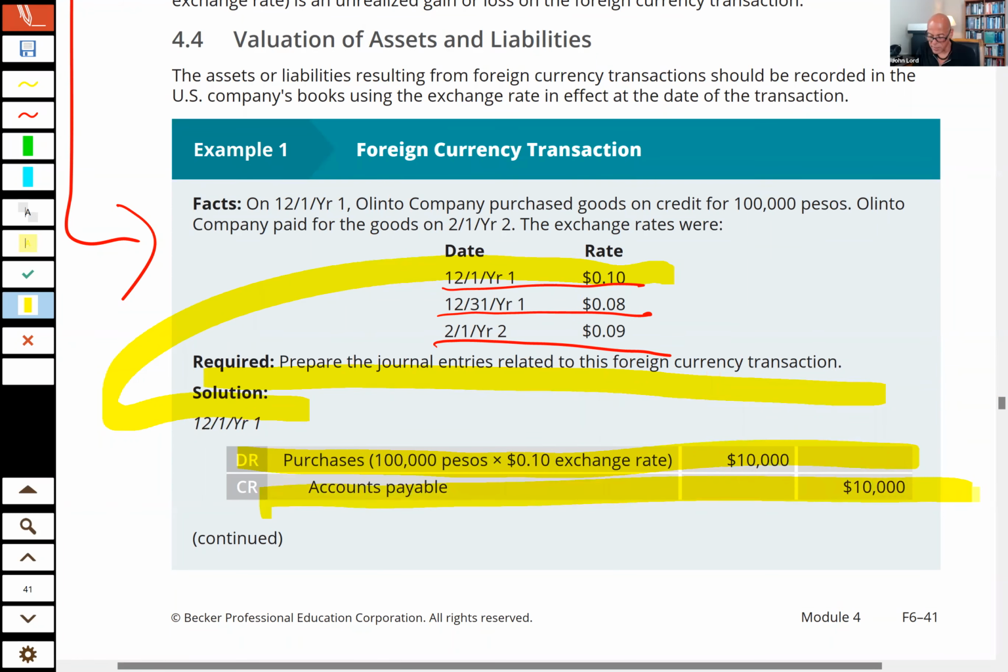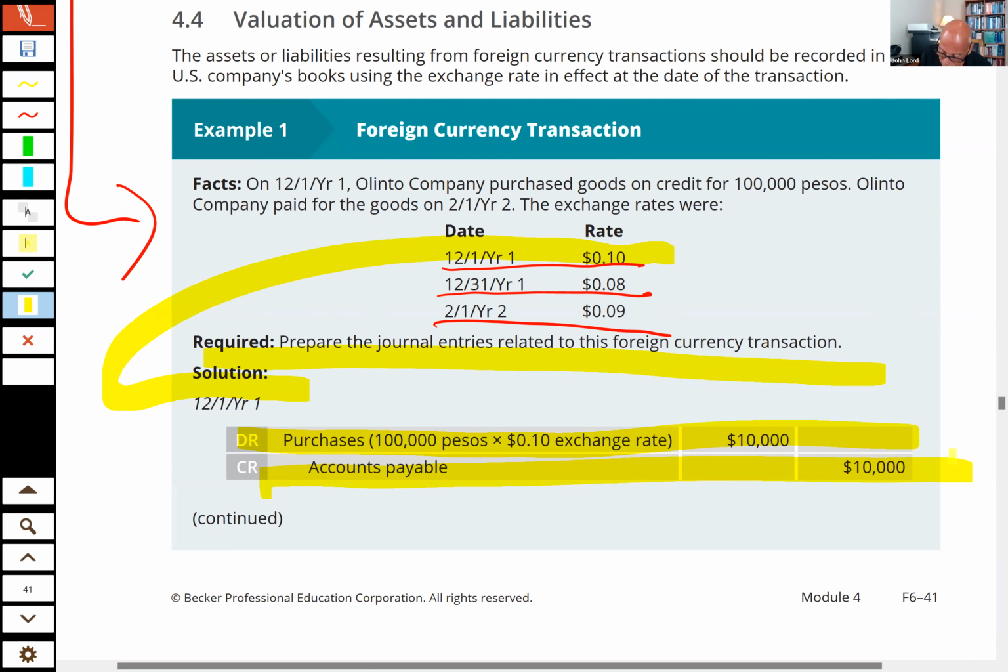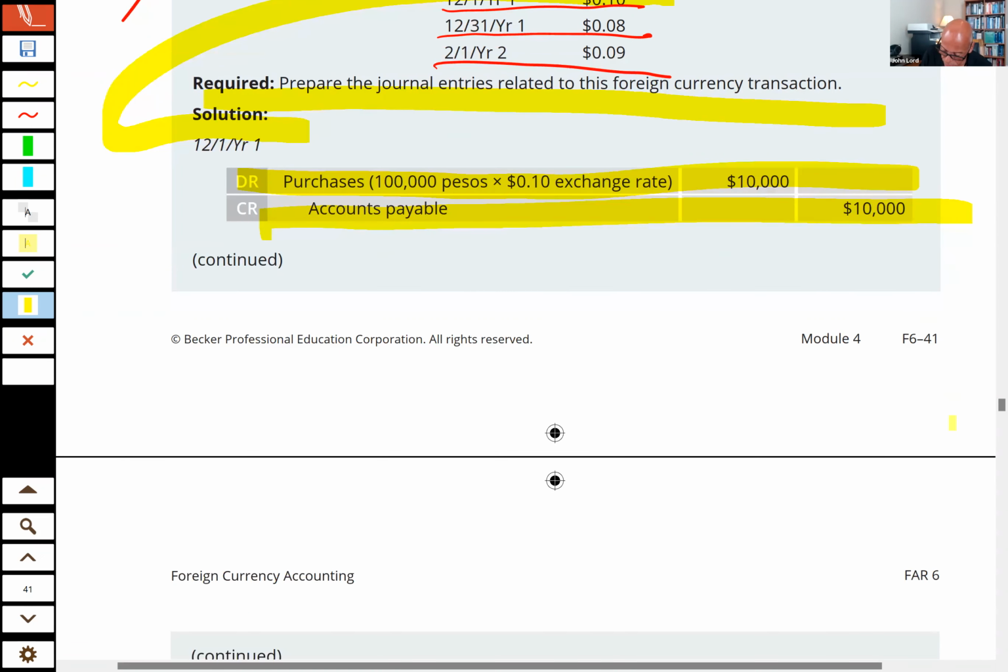Now notice that we first record the transaction using the transaction date rate, which is 100,000 pesos times the 10 cents, which gives me $10,000. If I was using the perpetual method, it would go to inventory. I guess they're assuming the periodic method here, so they're using purchases. But whatever it is, that would go at that rate at that point in time.